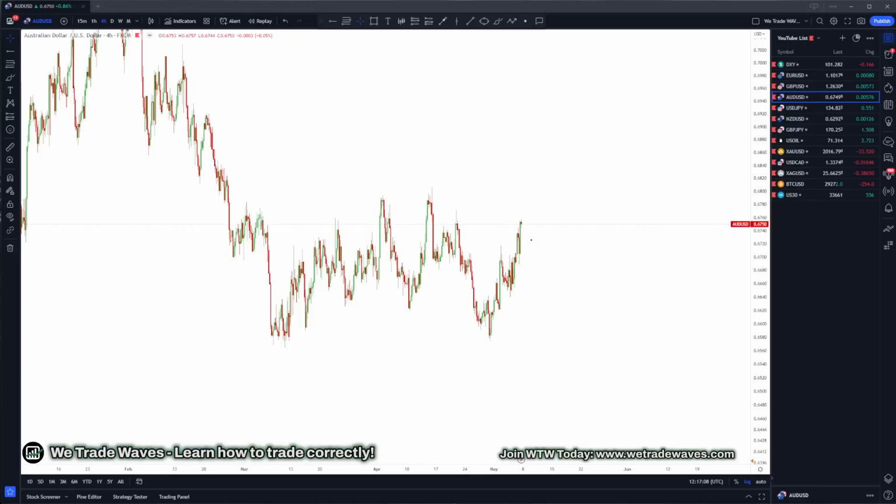Okay? Now, Aussie dollar, this is done. You know what I'm expecting, and it's up to you which wave you are going to trade. This up wave or this drop.